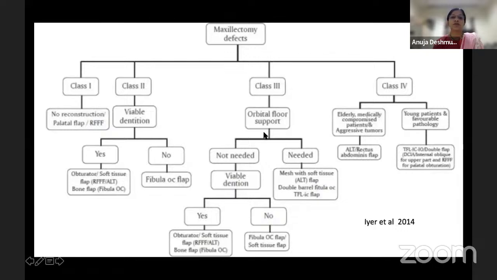If orbital floor support is required, then you require something called a double barrel fibula, or with viable dentition, you can use a fibula osteocutaneous flap along with the soft tissue flap or an obturator. In class 4, depending on the patient's medical condition and the aggressiveness of the disease, you may do only a soft tissue flap, or you may use something called a DCIA, internal oblique for the upper part, with the flap. So you can do all the combinations with a double flap also for this patient.